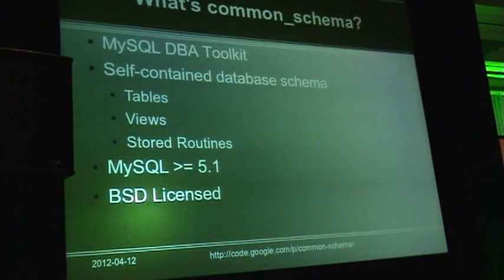Like I mentioned, Common Schema is a MySQL DBA toolkit, and one of the things that distinguishes it from the toolkits that are already in place and already well known is that Common Schema is a self-contained database schema. So all the utilities are inside the database schema, and you don't need any external utilities or programming languages. It's simply a matter of running a SQL script, and this gives you a schema which contains a bunch of tables and views and routines which together form the toolkit. It's designed for MySQL 5.1 or higher, and it's released under the BSD license, so you can pretty much do anything you like with it.